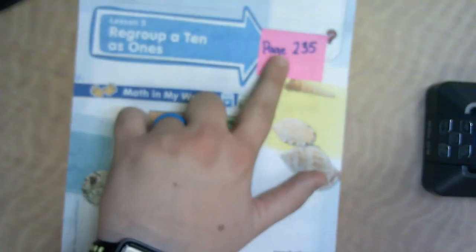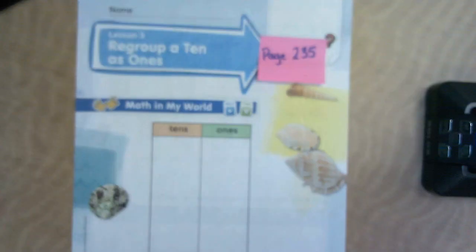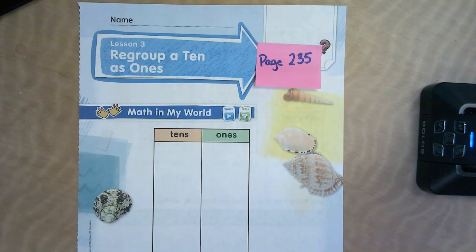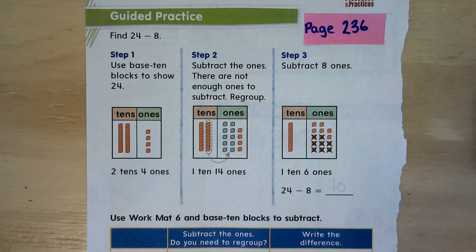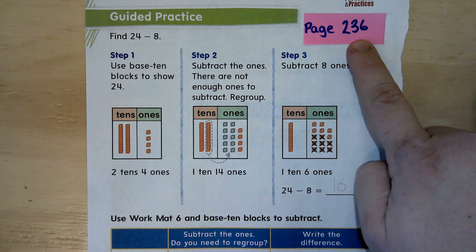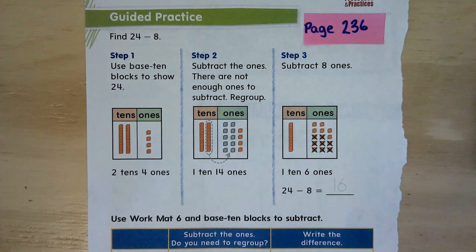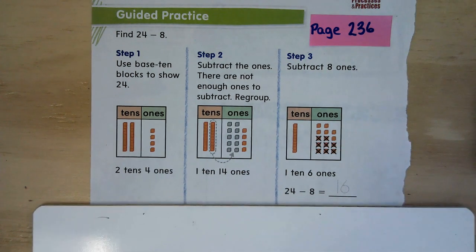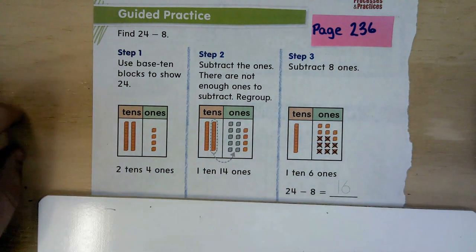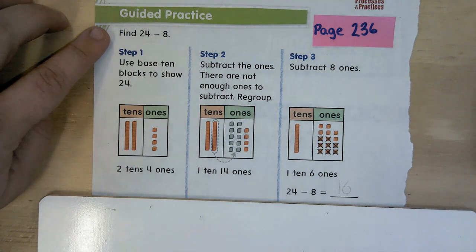Now on page 235, that's where we are getting going. That's our introduction, but we're going to turn to the very next page, page 236. Now today we are going to be using base 10 blocks as we're working together. If you've got base 10 blocks, then you can go ahead and use those with me. If you don't, worry not. We will be going over this problem using our whiteboards as well. If you don't have them, you can just follow along with me. We're going to get started with our guided practice, which says find 24 minus 8.